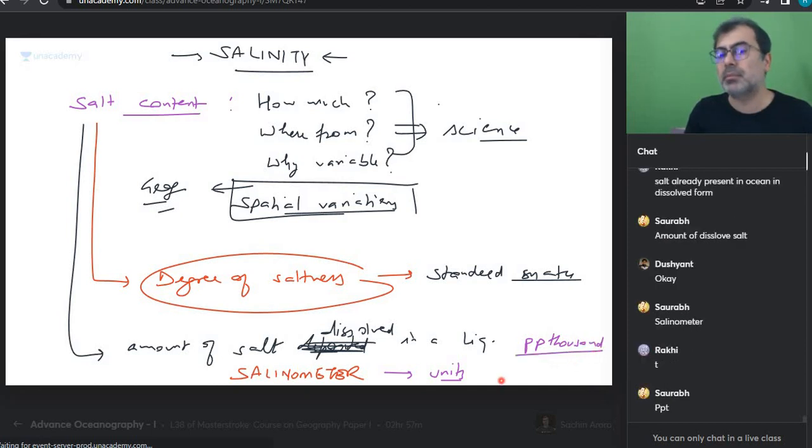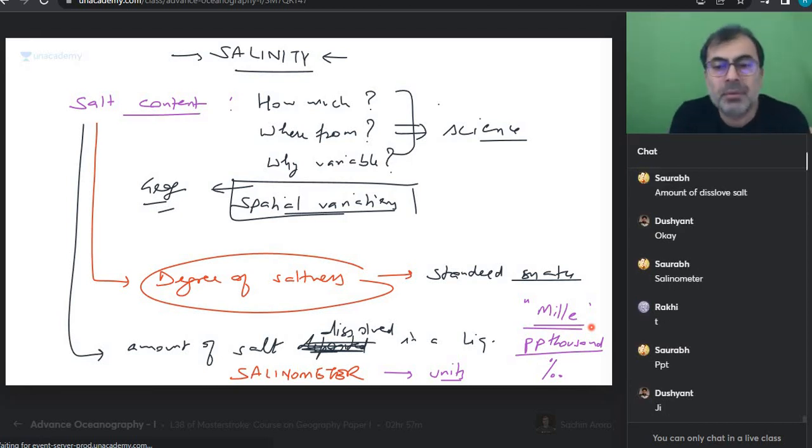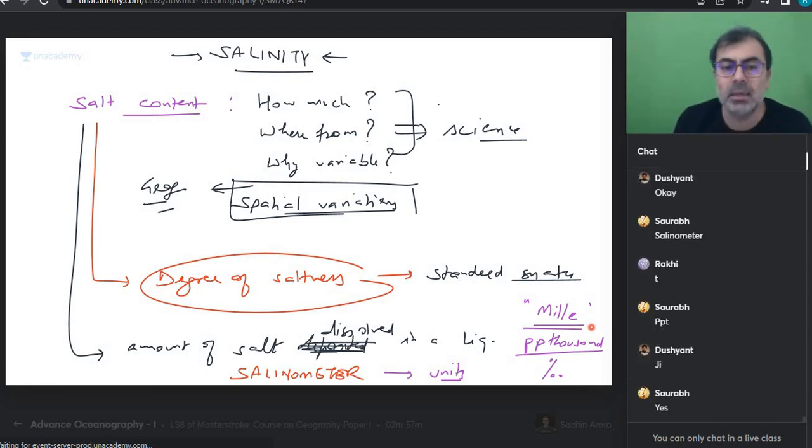Parts per thousand. The symbol is this. We also call it mille, M-I-L-L-E. Remember, when we complete 1000 years, we call it a millennium. So that is what we are talking about. Everyone okay? So first, salinity came up: what is it? It is the amount of salts dissolved. What salts are there? How much are they? What and how much? This is the simple question. So let us see what and how much are there.